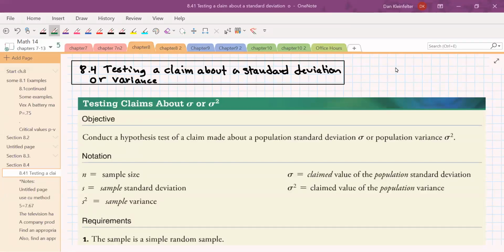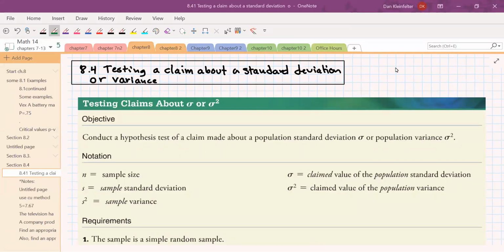Welcome back, everybody. In this video, we'll be doing section 8.4, which will finish chapter 8 for us. It's going to be a lot like the last couple of sections in that we're going to be doing hypothesis testing, only this time it's for the standard deviation or variance. And so we'll be using the chi-squared distribution, but a lot of the rest of the steps are going to be very familiar. We'll write down null and alternative hypotheses.